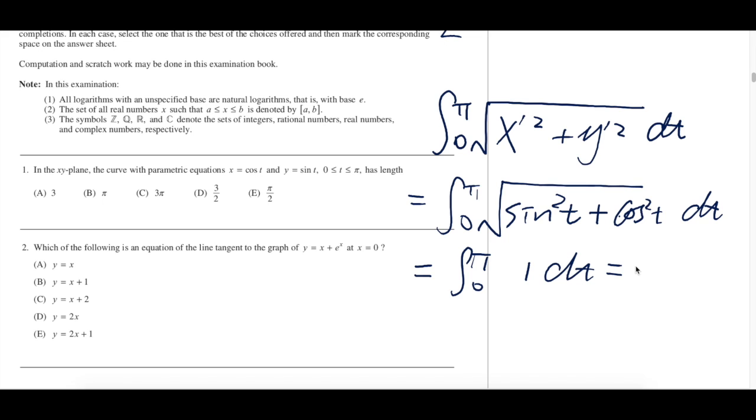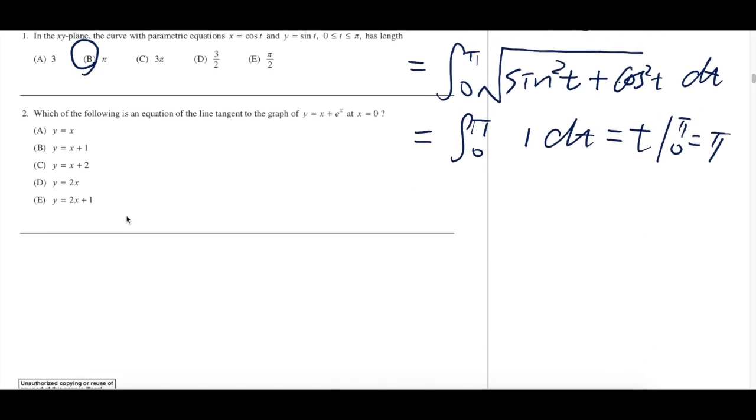And the antiderivative of 1 is just t from 0 to pi, and that's pi. So the first one, the answer is going to be B.